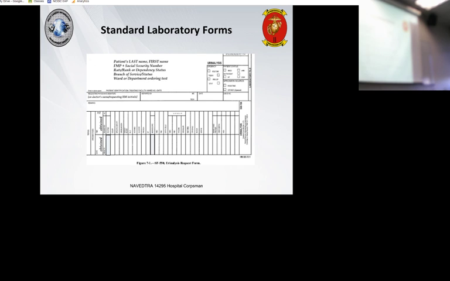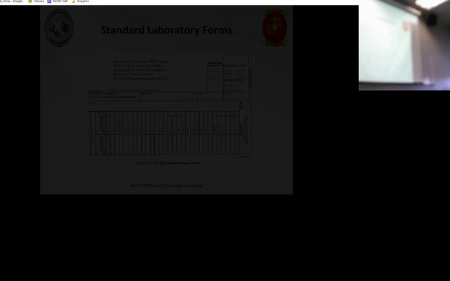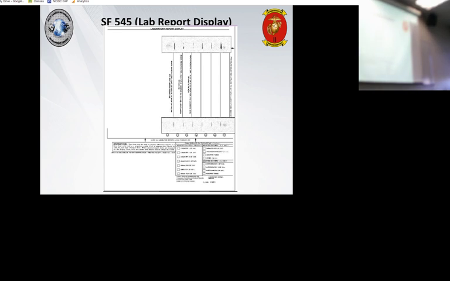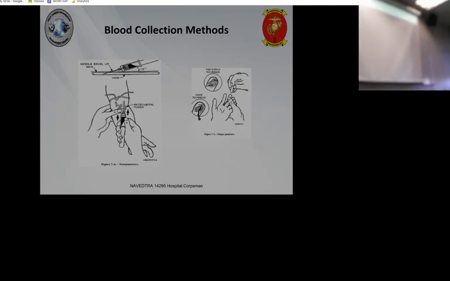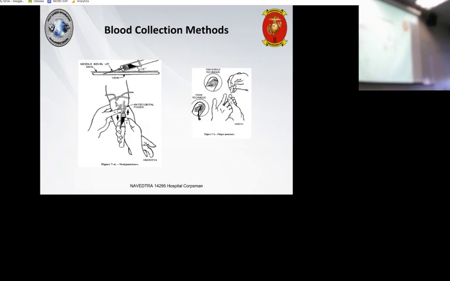The lab form is the 550. That's for the urinalysis. Next is the main one, which should be 545. Next. Just so you know, they never use those anymore. That's old school forms. So blood collection, 15 degrees.